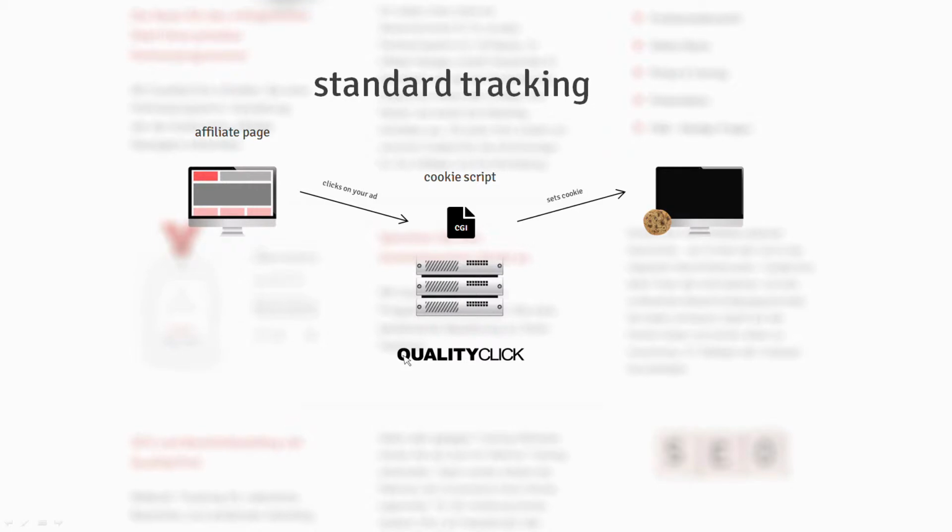And he comes to one of your affiliate pages, or the page of one of your affiliates, clicks on some kind of ad, text link, banner or something, and in this ad there will be a call of a cookie script. The cookie script is, in this case, Go CGI, which will call our server and will redirect to your landing page. And while redirecting, the browser sets a cookie.